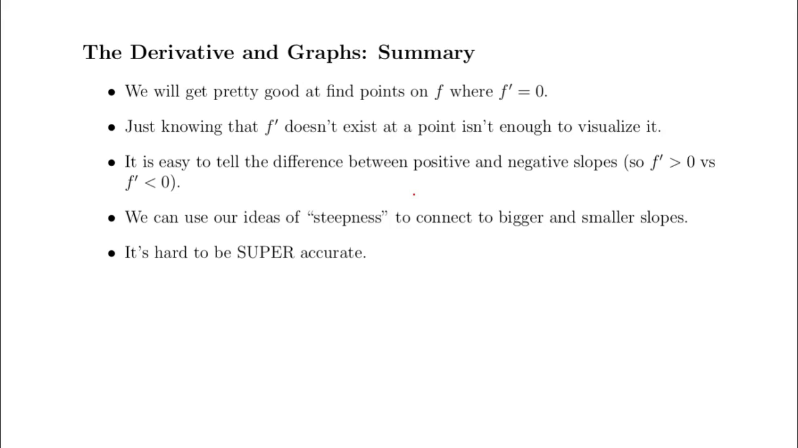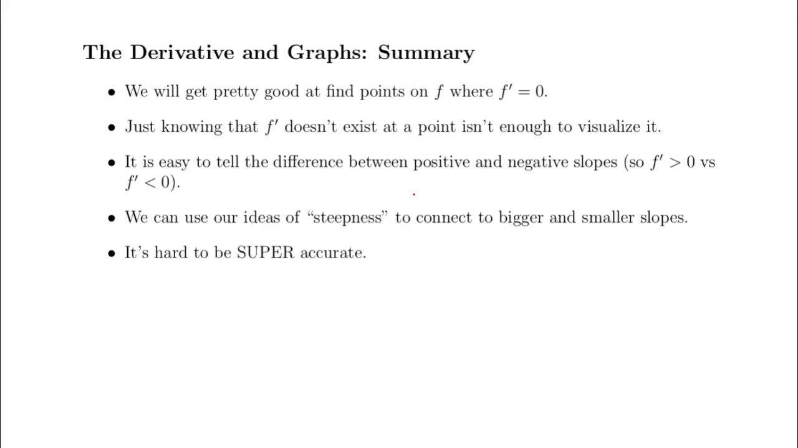All right, so a couple of things that we can summarize. We're going to get pretty good at finding the points where the derivative is equal to 0, those horizontal tangent lines. We're also going to know that just knowing that f prime doesn't exist at a point is sometimes not really enough to visualize exactly what's going on, whether that's on the derivative or on the function. That's going to be sometimes a little bit tricky. We'll know a couple of ideas of what it could look like, but we have to get some more detail to narrow it down. And sometimes it's easy to tell the difference between positive and negative slopes on their graph. And so after that, we'll use our ideas of steepness to try and connect all those things.